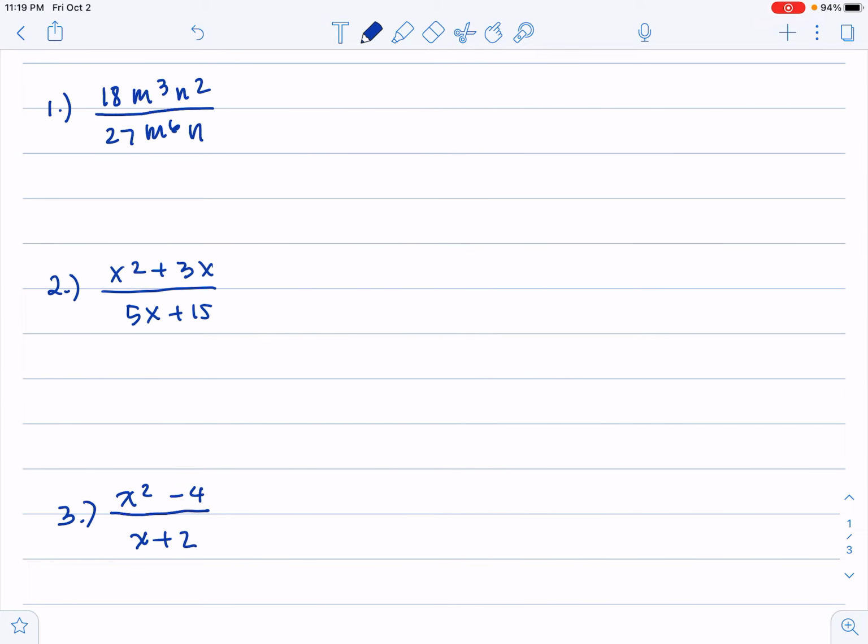In this video ay tutuloy natin yung series natin on simplifying rational algebraic expression. So let's start with the first number. We have 18m cubed n squared divided by 27m to the 6th n. Yung 18 and 27, pwede natin sila pagsamahin. 18 over 27. And then yung m cubed, pwede natin sila pagsamahin ng m to the 6th, no? Para makapag-cancel tayo. And then yung n squared, pwede natin pagsamahin yan ng n.